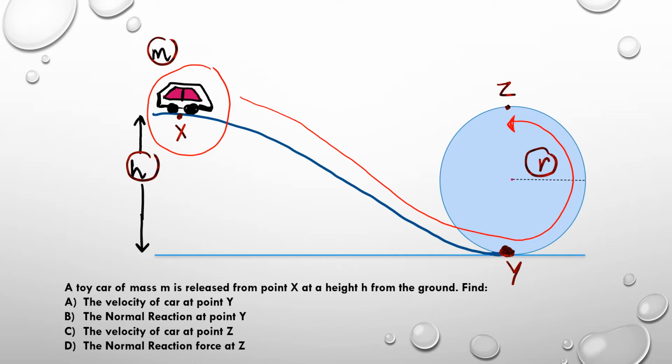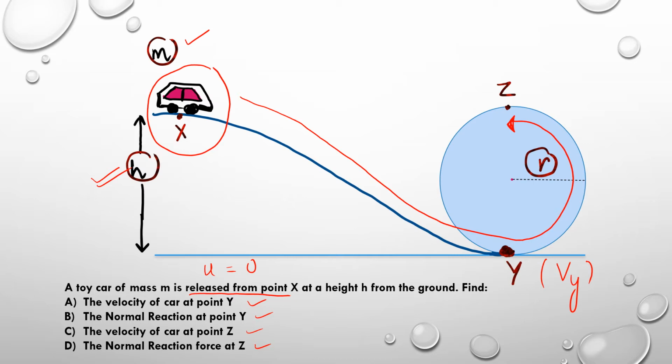So now this is a toy car whose mass is m, height from the ground is given, and it is released from point X. When I say release, that means initial velocity is 0. And we have to do 4 parts related to this question. The first part is you have to find the velocity at point Y.